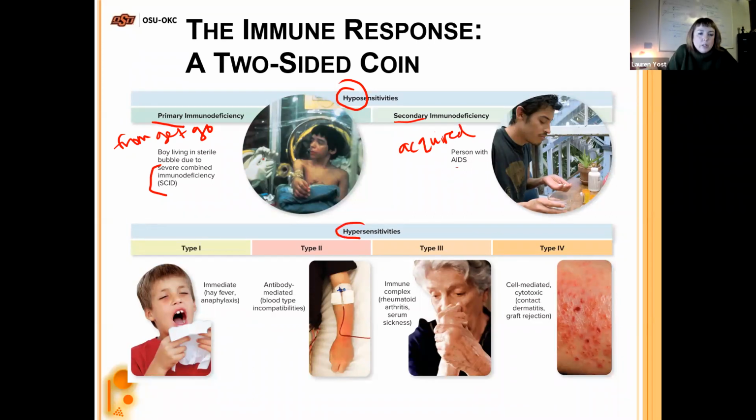Then we have the hypersensitivities, and we're going to go through each of these, and we're going to start with these actually. But yeah, type 1 is like allergies and anaphylaxis. Type 2 is going to be antibody mediated, and it's going to have a lot to do with blood incompatibility. Type 3 is going to be immune complex development, and then type 4 is going to be cell mediated.